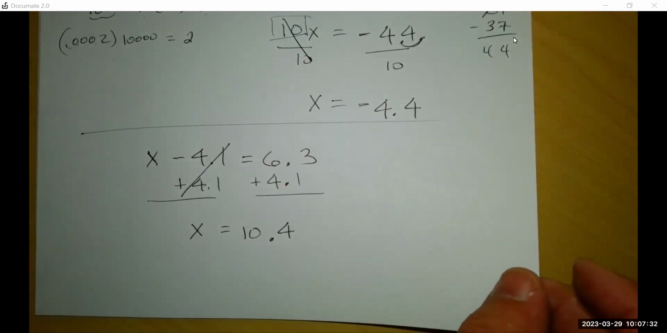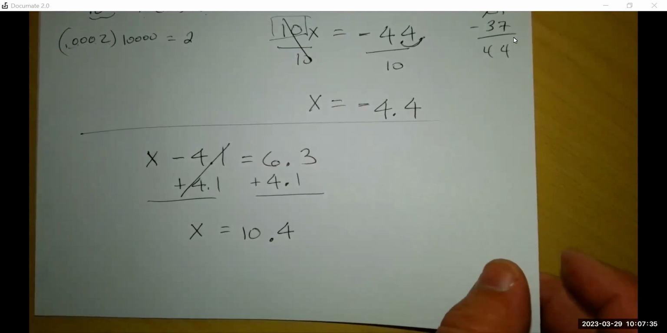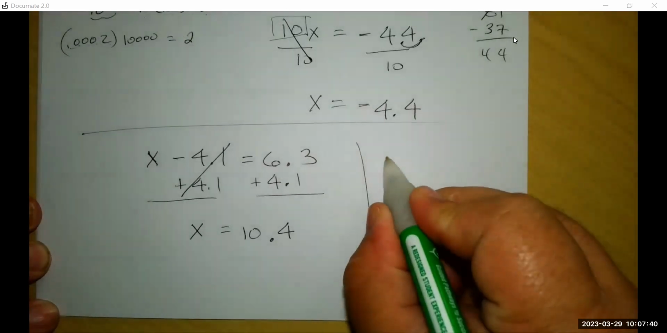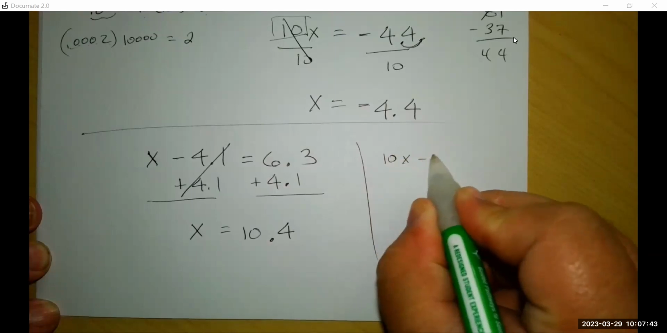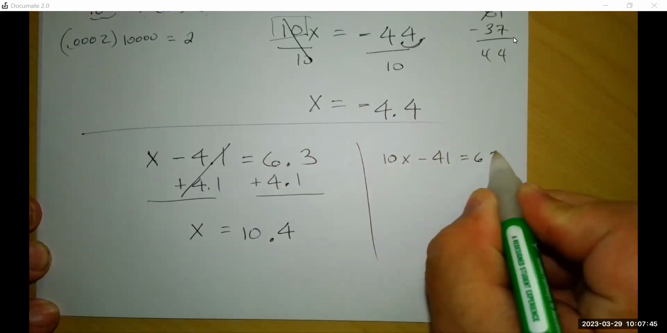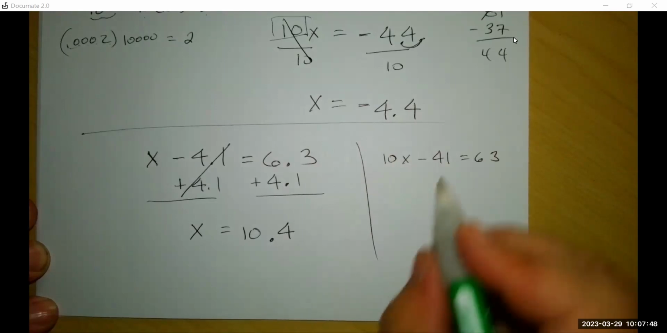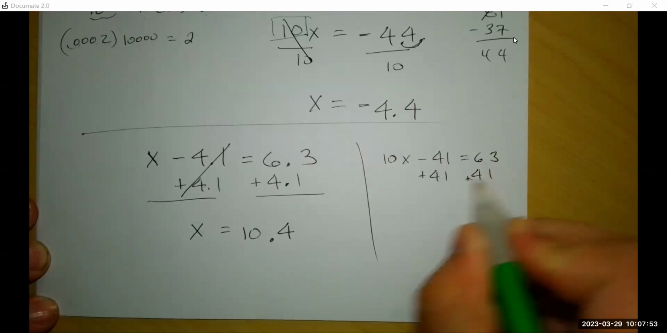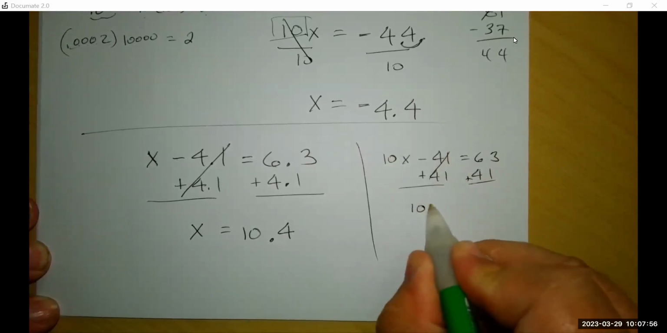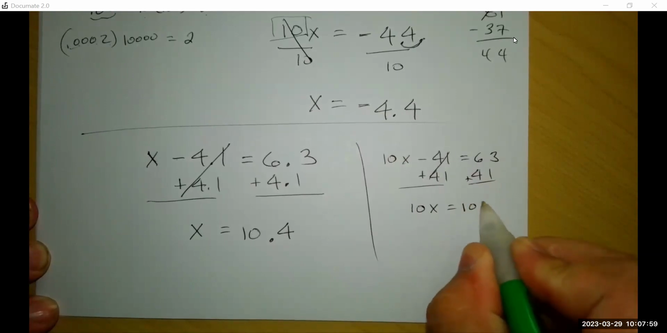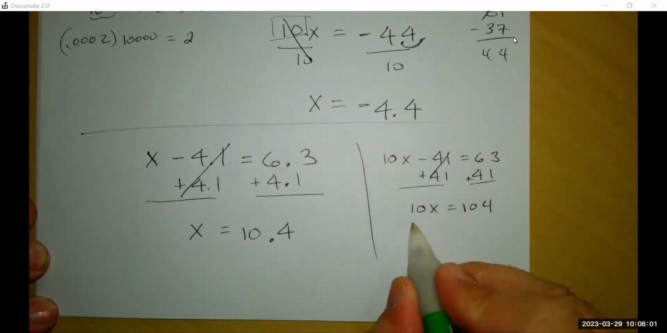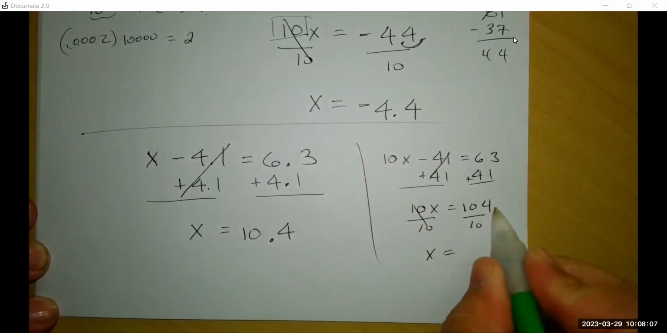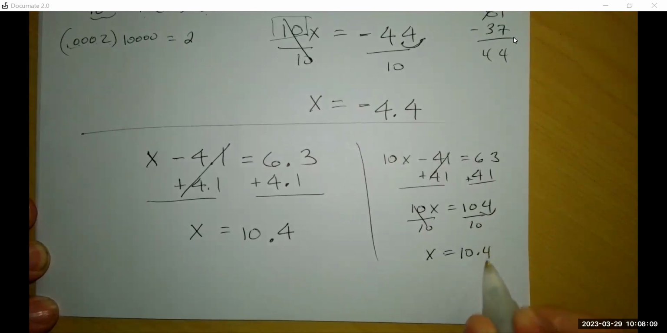That's the way I prefer, but you can do whatever method you want to. If you do the tens, you get 10x minus 41 equals 63. Add 41 to both sides. 10x equals 104, divided by 10 equals 10.4.